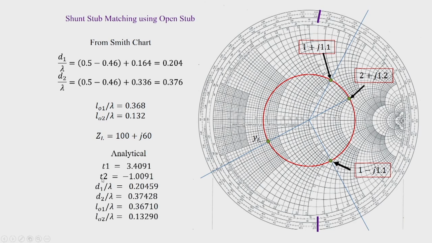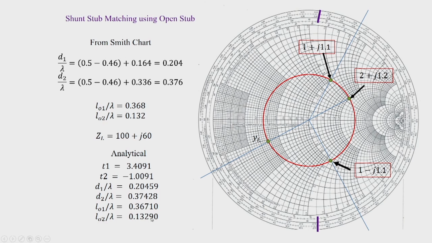From the analytical solution, we got T1 is equal to 3.4091, T2 is equal to minus 1.0091, D1 by lambda 0.20459, D2 by lambda 0.37428 and L1 by lambda is equal to 0.36710, L2 by lambda is 0.13290.